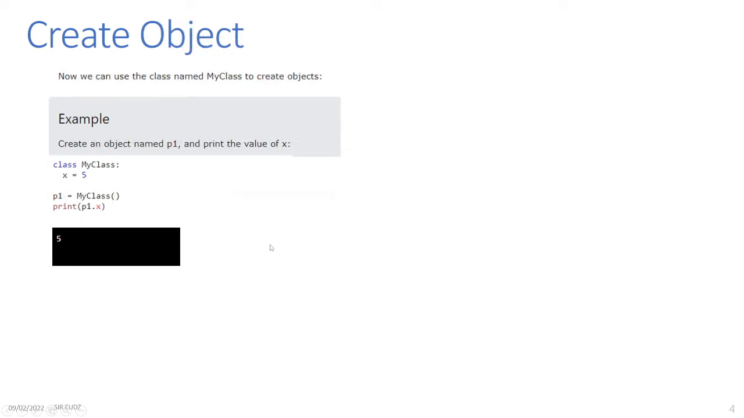So how do we create an object? Now we can use the class named myClass to create objects. Create an object named p1 and print the value of x. Here we have the class myClass, x equals 5. That's the property, the value of x, which is a property of myClass. So p1 is equal to myClass. We have created an object using myClass. So print p1.x. This will print 5.